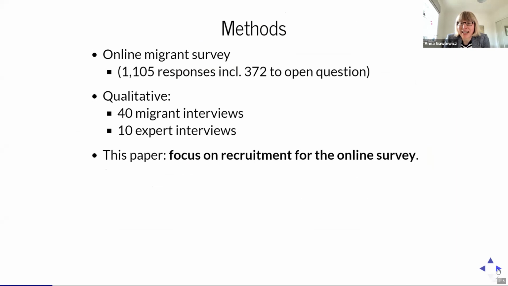So our project consists of 2 components: a quantitative one, an online survey with Polish essential workers, and a qualitative one, which comprises interviews with Polish essential workers, as well as representatives of community and migrant organizations providing support to migrant workers in the UK. In this talk, we're focusing on the quantitative bit, on the online survey, and specifically on recruiting participants for the online survey.